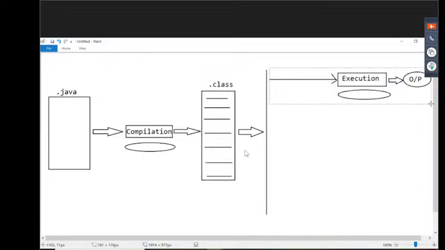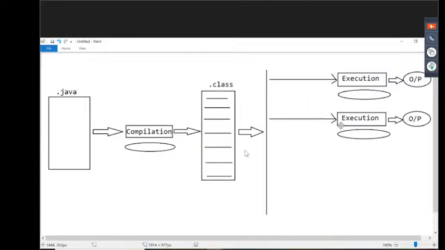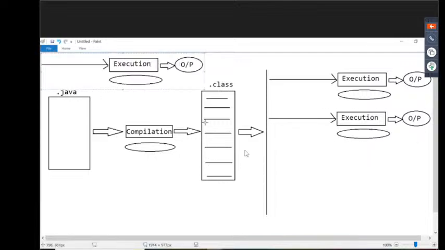As I said, the definition of the platform independent programming language: we can compile our program in one operating system and execute in another operating system. That another operating system may be anything which is different from the compilation operating system, of course the same compilation operating system also. All right, let me copy this. I want to go with multiple options, multiple executions I'm going to provide.